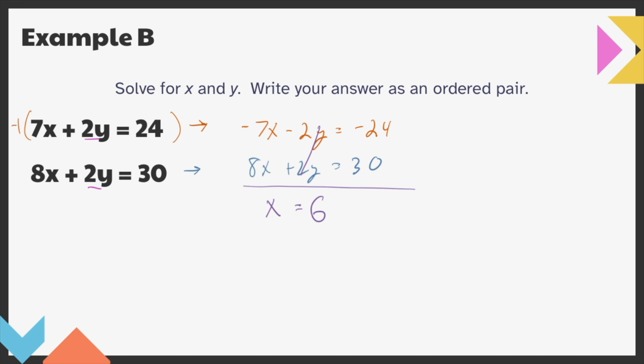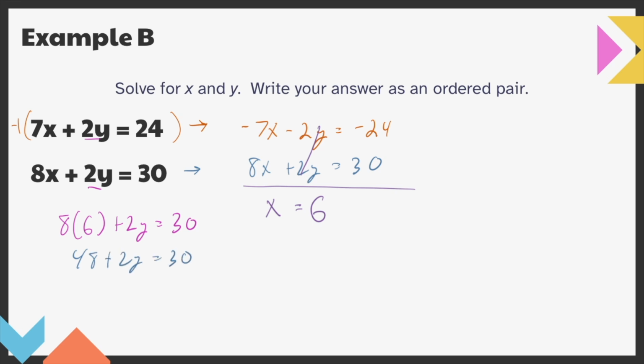So now I just need to plug that in. It doesn't matter which equation. I'll pick the bottom one this time because I'm feeling lucky. So we're going to put in the 8 times 6 plus 2y, and then we're going to solve for 30. So we got 8 times 6. 8 times 6 is, of course, 48. So we've got 48 plus 2y is going to be equal to 30.